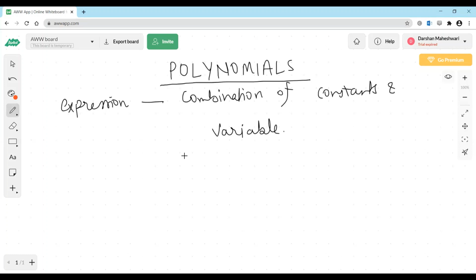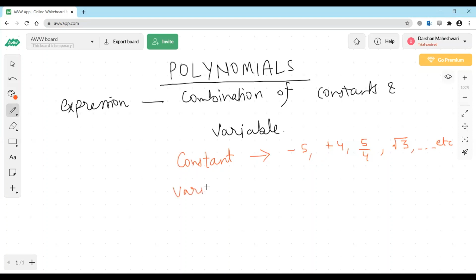When we talk about a constant, it is something which has a fixed value. For example, all the whole numbers, all the natural numbers, fractions, integers, everything is a constant. So -5, +4, 5/4, all the rational numbers, let's say √3, etc. All these numbers are constants because they have a fixed value.